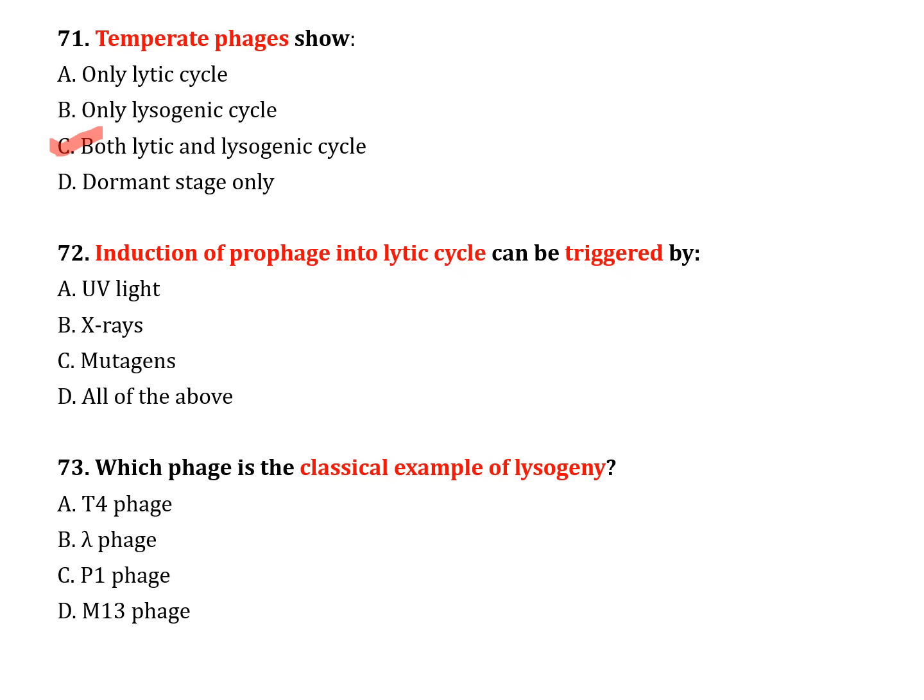The next question, number 72: Induction of prophage into lytic cycle can be triggered by: option A, UV light; option B, X-ray; option C, mutagen; option D, all of the above. Correct answer is option A, UV light.